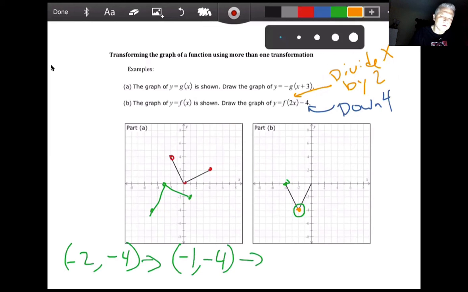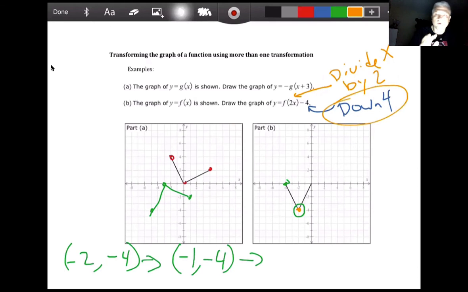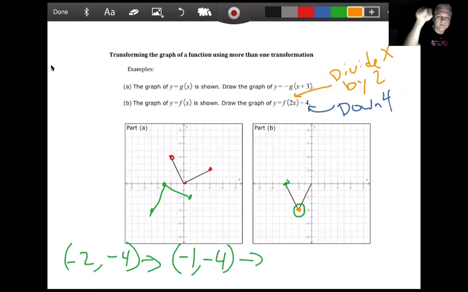Then, the second thing we want to do is go down 4 units. Down 4 indicates that the y is decreasing by 4. So if this y decreases by 4, we are going to be at -1, -8.